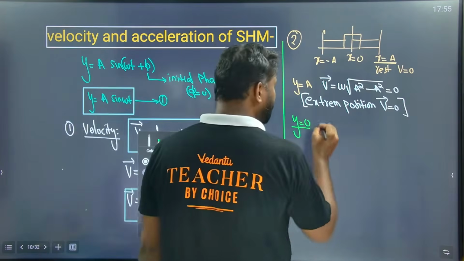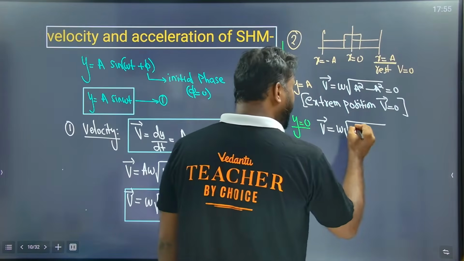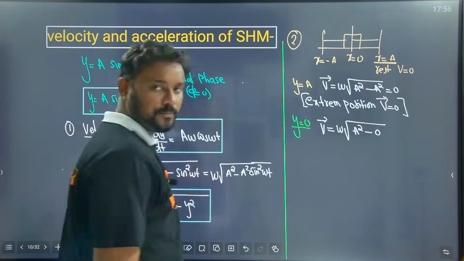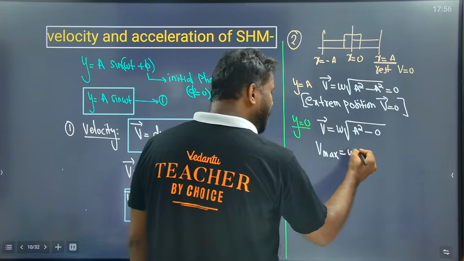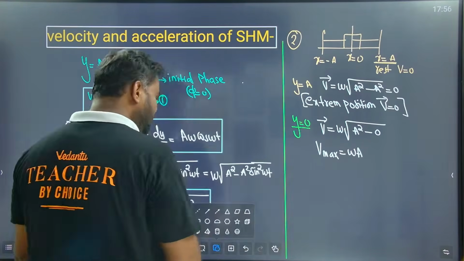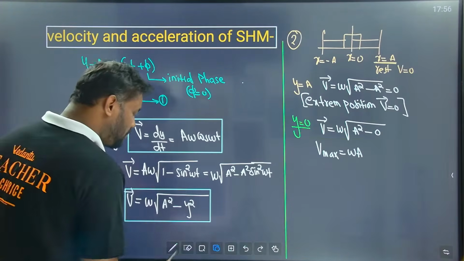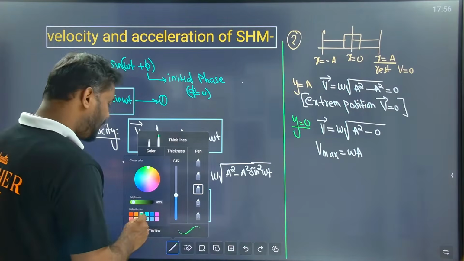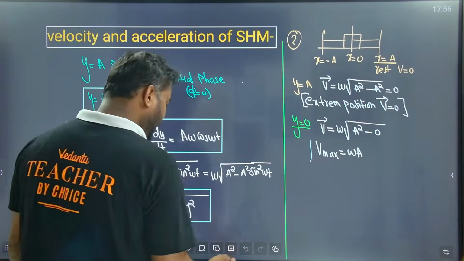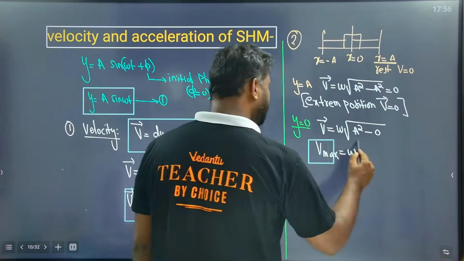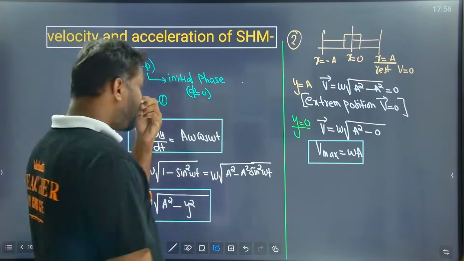How can we calculate it? I am going to substitute: v is equal to omega root under a square minus y square, and in place of y, 0. So what will you get? You will get the maximum, a omega. This is where you will find the maximum velocity. The maximum velocity is at the extreme position. Sorry, the mean position. Clear? The maximum velocity is at the mean position. Clear? Everyone understood, right? This is a very important thing.